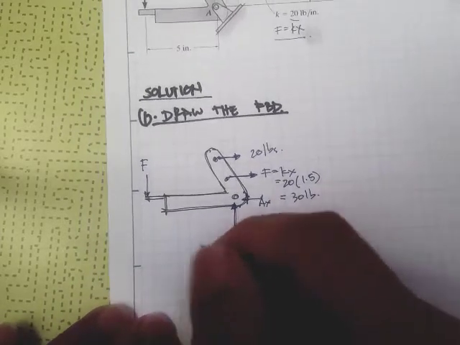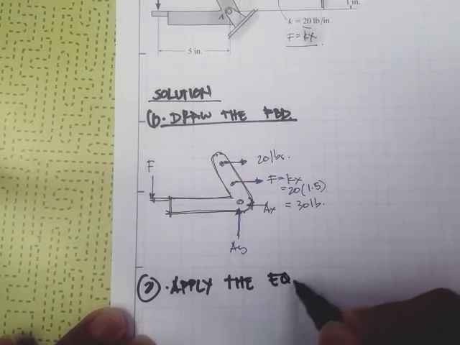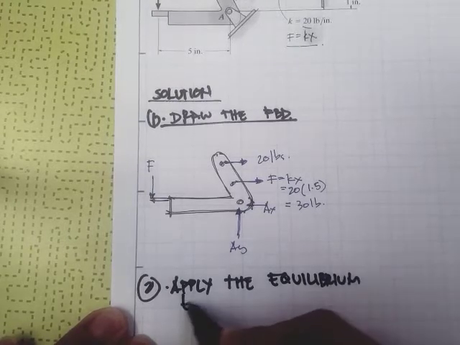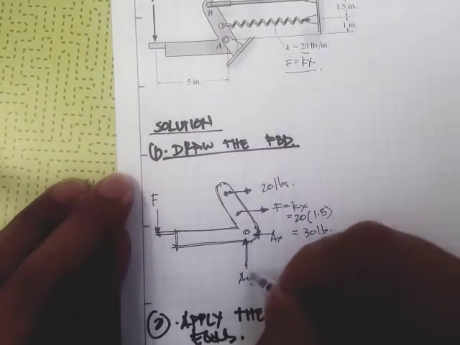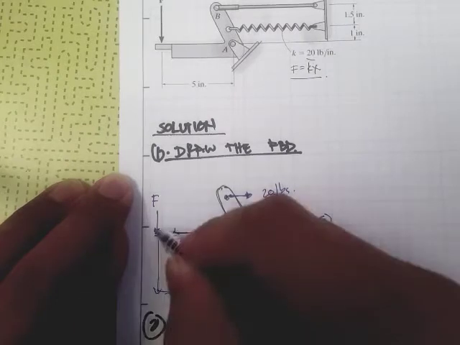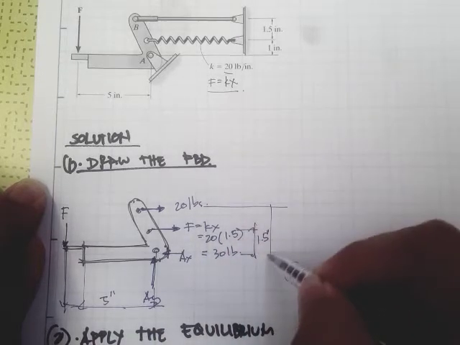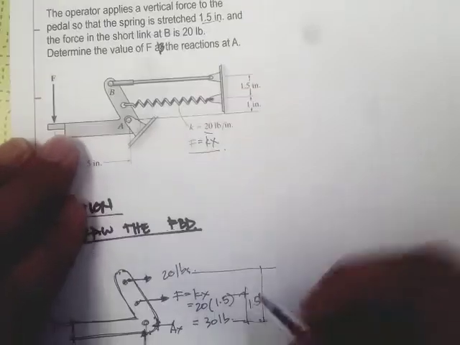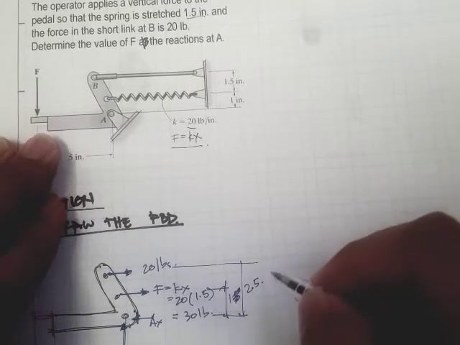Okay, so the next step is to apply the equilibrium equations. First, let's do a summation of moment at A. So what we'll need is the distance. This must be F. The distance from point A to F is 5 inches, from point A to the spring is 1.5, and from point A to the short link, this is 1, and this is 2.5.